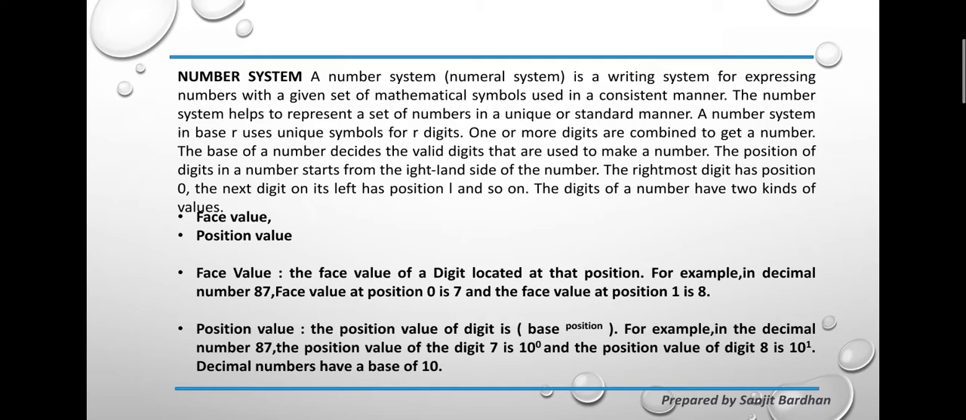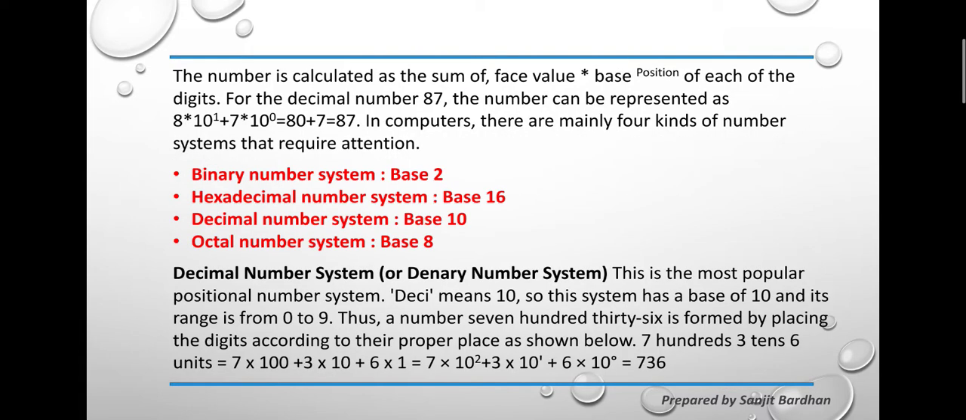This is very important, face value and position value. You need to understand this and read the topic from the book very carefully. Okay, so move on to next. Here you can see the number is calculated as the sum of face value times base to the power of position of each digit. For decimal number 87, the number can be represented as 8 into 10 to the power 1 plus 7 into 10 to the power 0, which is 80 plus 7, equal to 87.